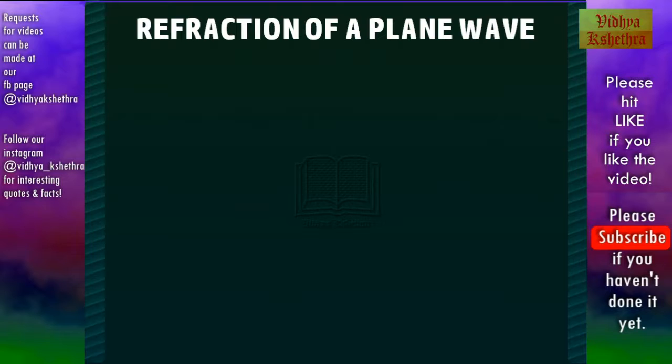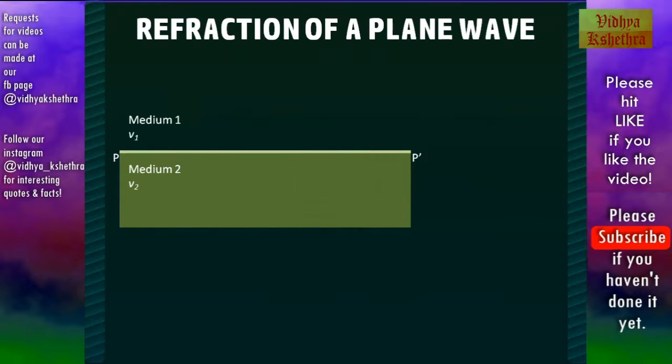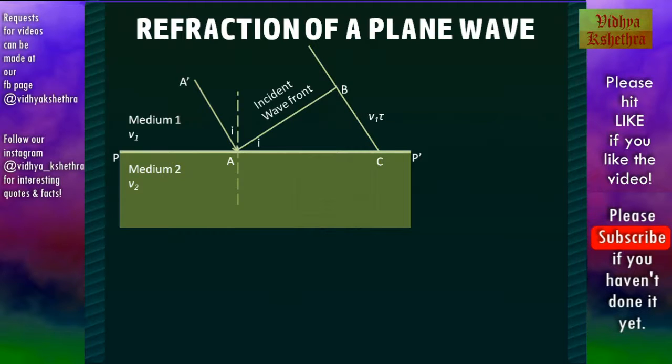Now we can use Huygens principle to explain refraction of a plane wave. For that, we consider an interface PP' which separates two media having light velocities v1 and v2. AB is an incident wavefront in the direction A'. Now, after a time interval tau, the wavefront reaches the point C, such that BC is equal to v1 tau. In order to find the refracted wavefront, we draw a sphere with radius v2 tau from point A. If we draw a tangent to this sphere, EC is the refracted wavefront, and AE is equal to v2 tau.